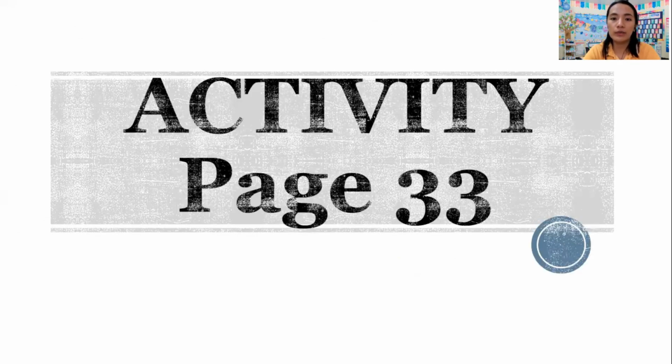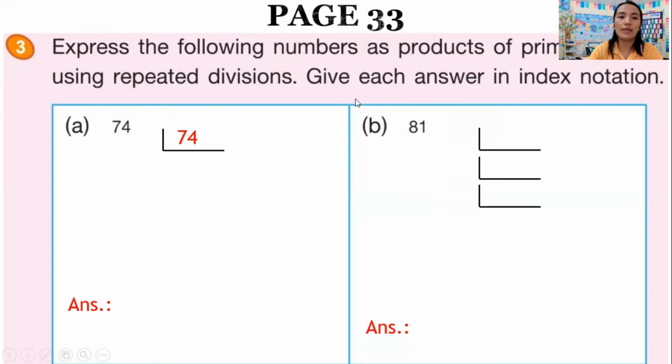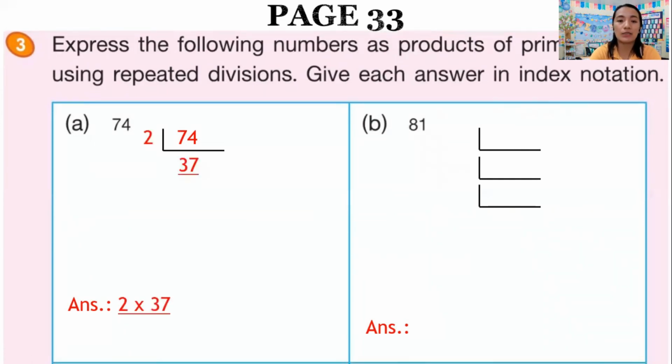Let's go to your book, activity page 33. Number 3, express the following numbers as products of prime factors using repeated divisions. Give each answer in index notation. Letter A, 74. So we answered this a while ago in our example. And our final answer is 2 times 37. Next, letter B, we also answered this, and our answer is 81 equals 3 to the power of 4.